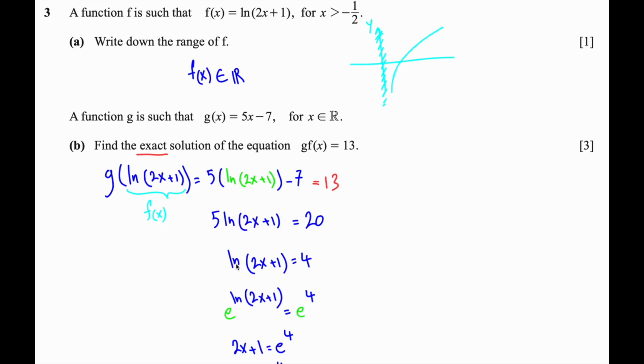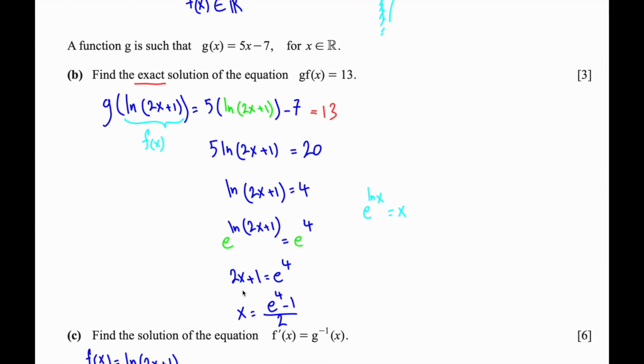Now how to get rid of the ln? I can use the number e. As you all know, e to the power of ln x is just x. And I'm using that property here on the left hand side, so I get 2x plus 1 equals e to the power of 4. You make x the subject of the equation by bringing 1 to the other side, making it negative, and divide both sides by 2, and that's the final answer.